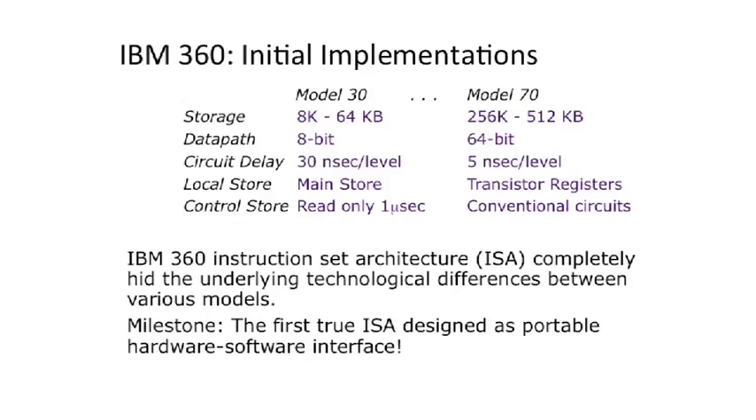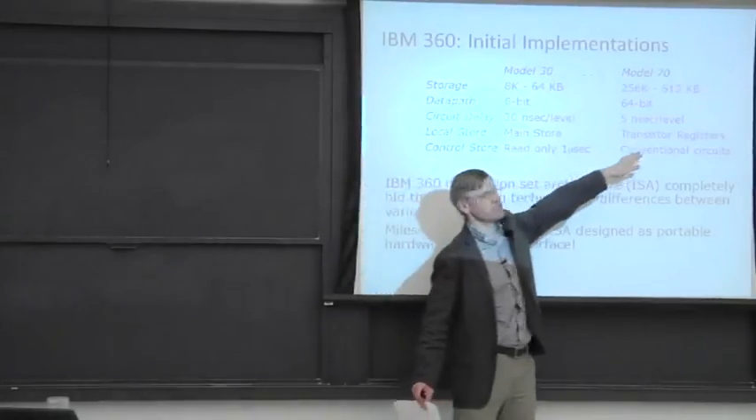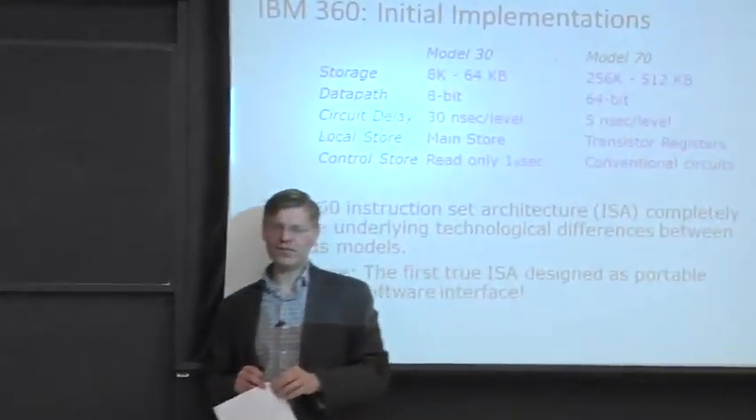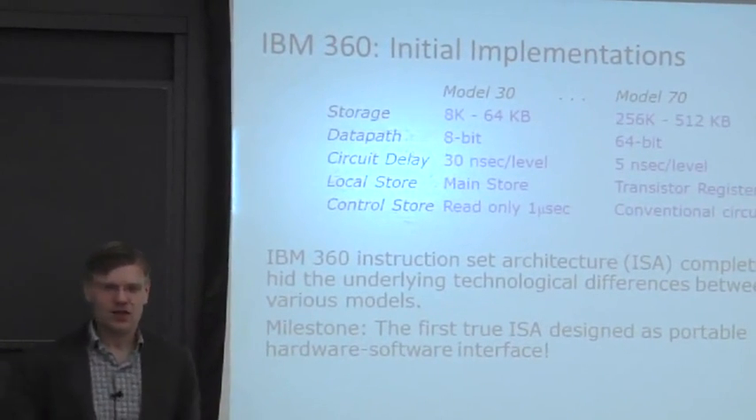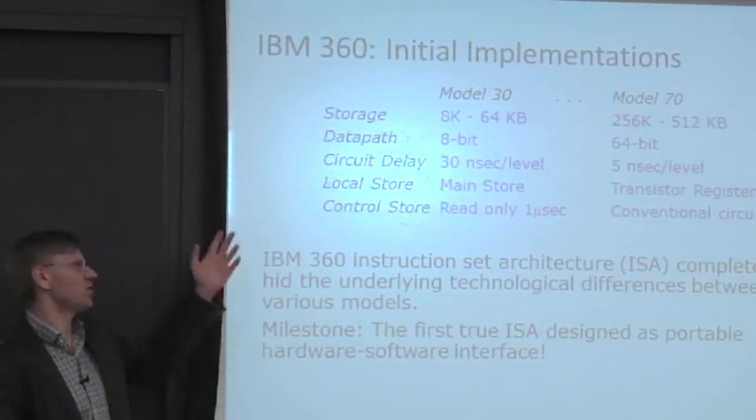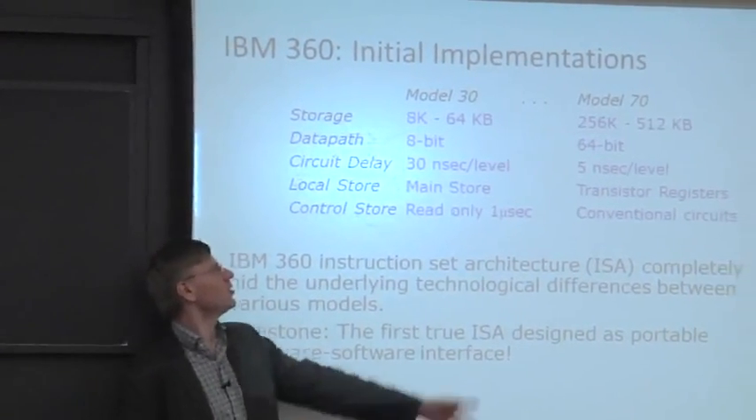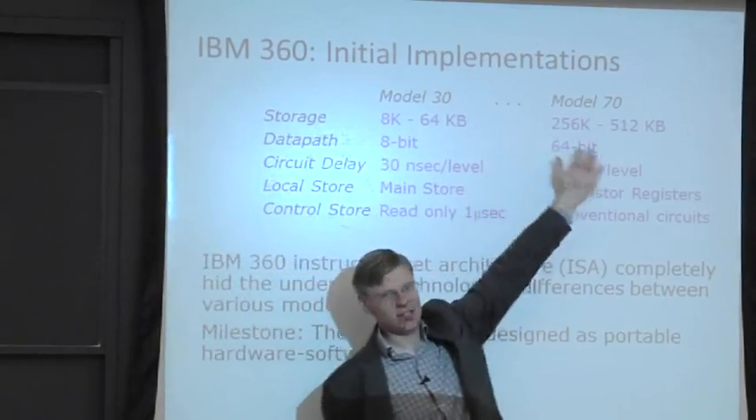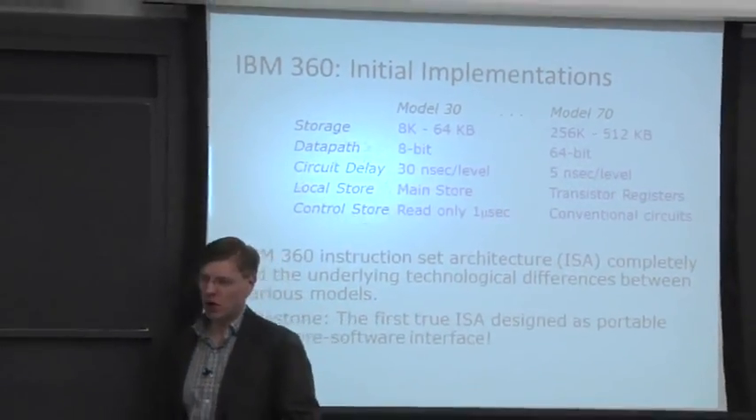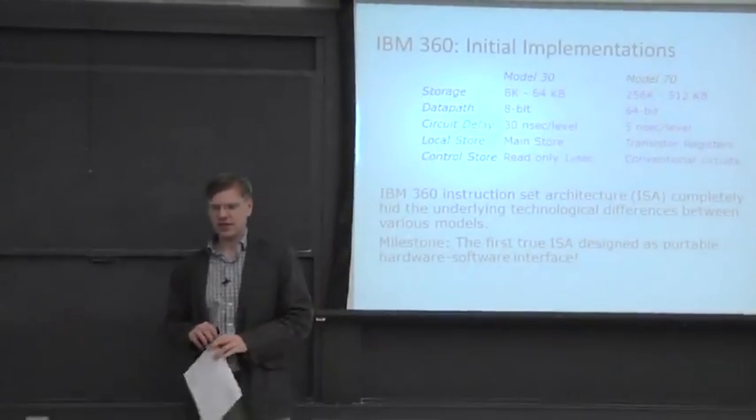And let's look at the microarchitecture implementations of this first instruction set architecture. This is in the same time frame, the same generation here. There was the Model 30 and the Model 70. And these had very, very different performance characteristics. So if we look at the machine, let's start off by looking at the storage. The low-end model here had between 8 and 64 kilobytes. And the high-end model had between 256 and 512 kilobytes. So very, very different sizes.